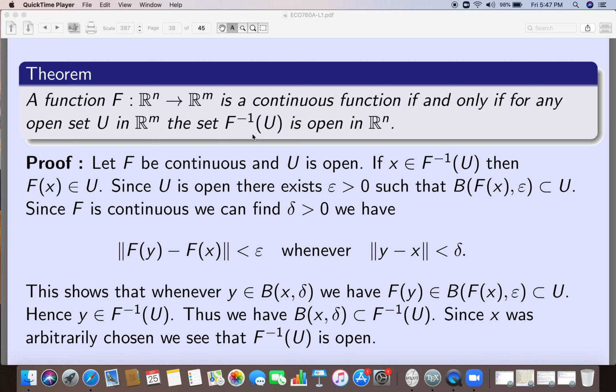So what it says is that if you take any set U in R^m, then F inverse of U, the inverse image of U, would be an open set in R^n. So for any open set that you take in R^m, open set, please understand, not any set, F is continuous if and only if the inverse image of that open set is going to be an open set in R^n.